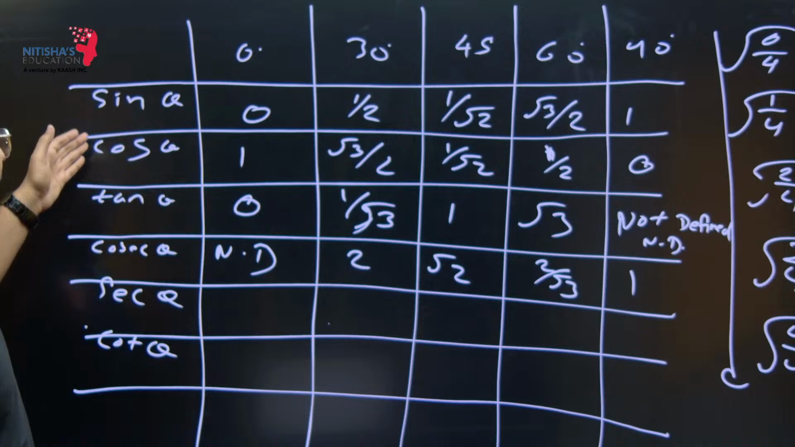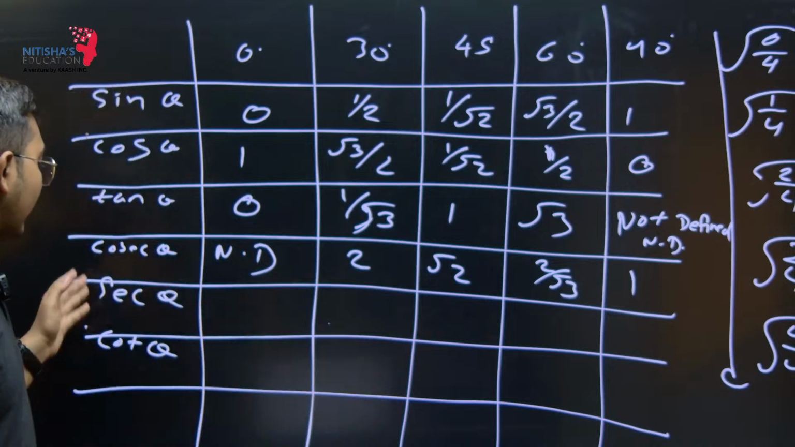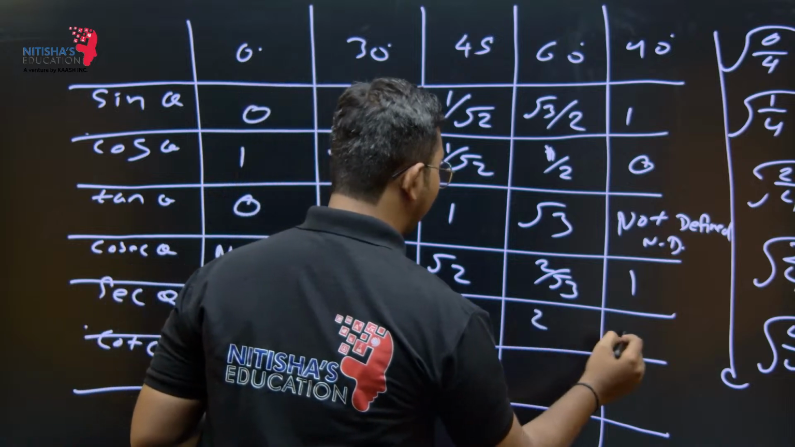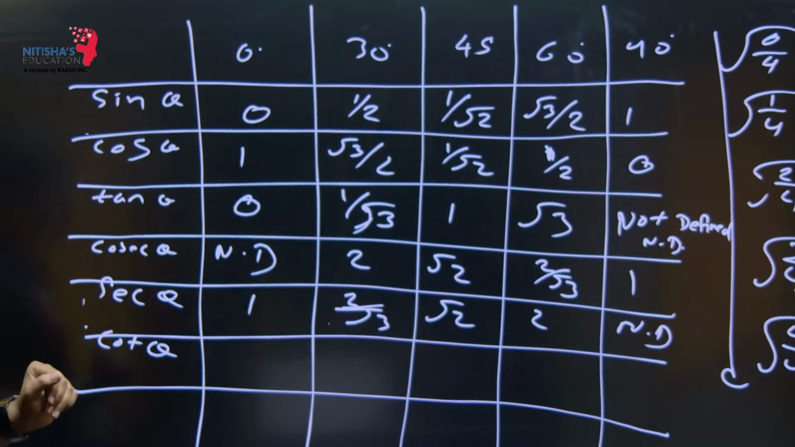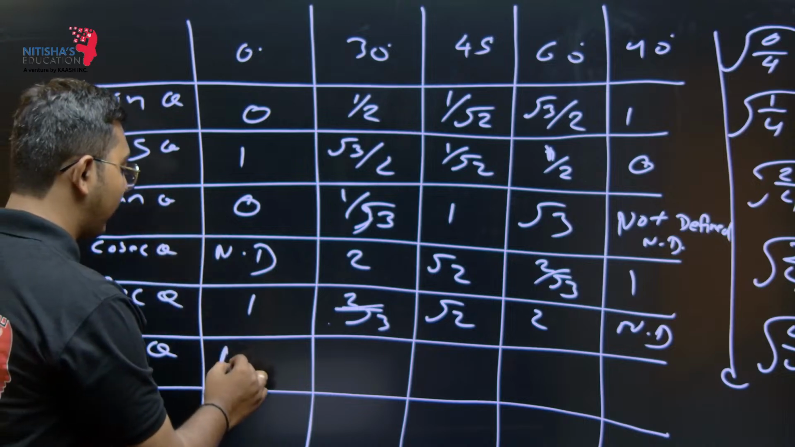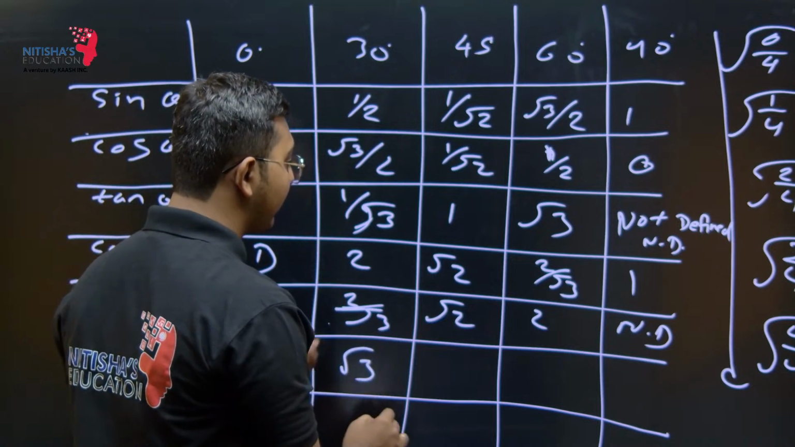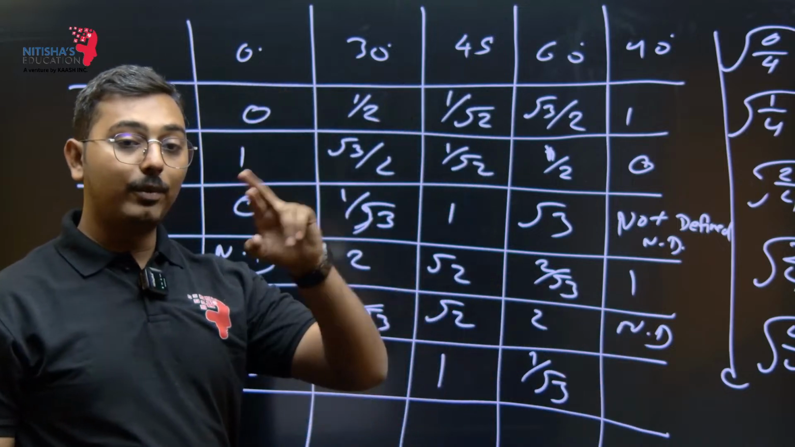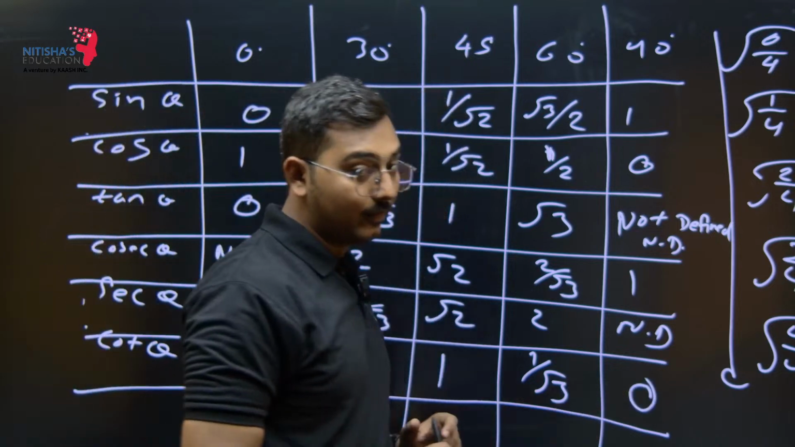For cos, we have written these values of sine only, but in the reverse order. Same goes for sec: 1, 2 by root 3, root 2, 2 and not defined. For cot, you can divide cos upon sin also, or you can write the inverse of tan. So 0 is not defined because 1 upon 0 is not defined. 1 upon root 3, reciprocal of it is root 3, 1, and reciprocal of not defined, 1 upon 0, reciprocal of it will become 0 upon 1, which is 0 itself.